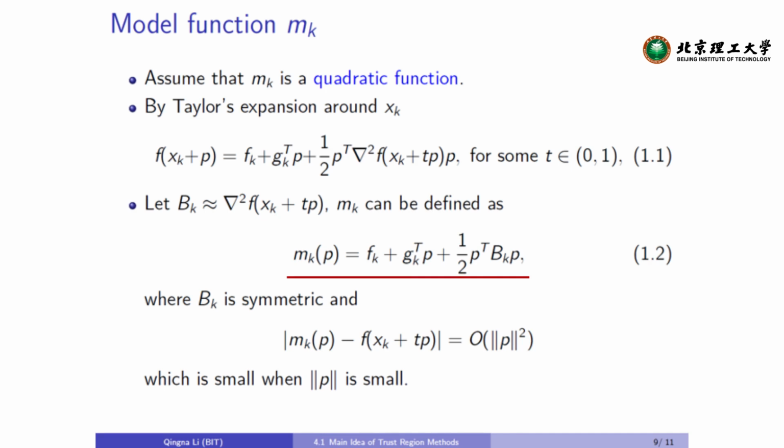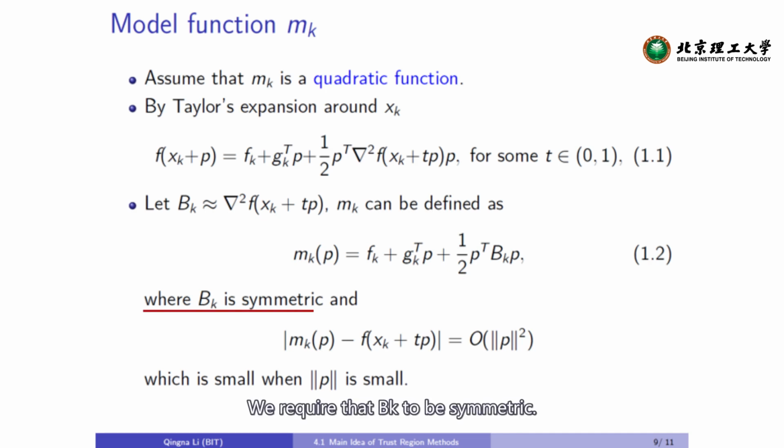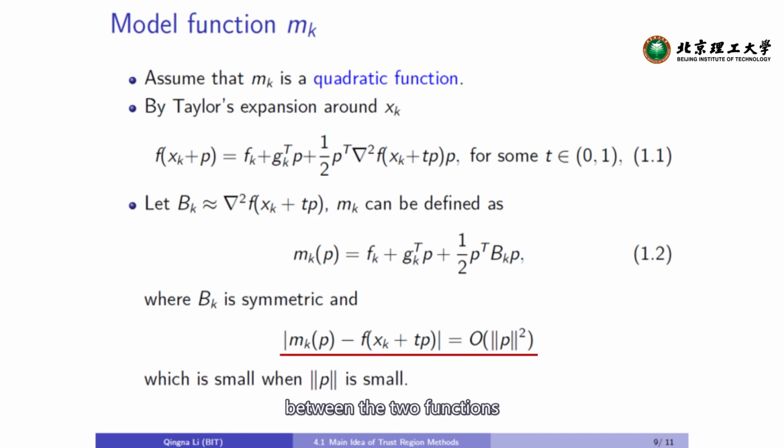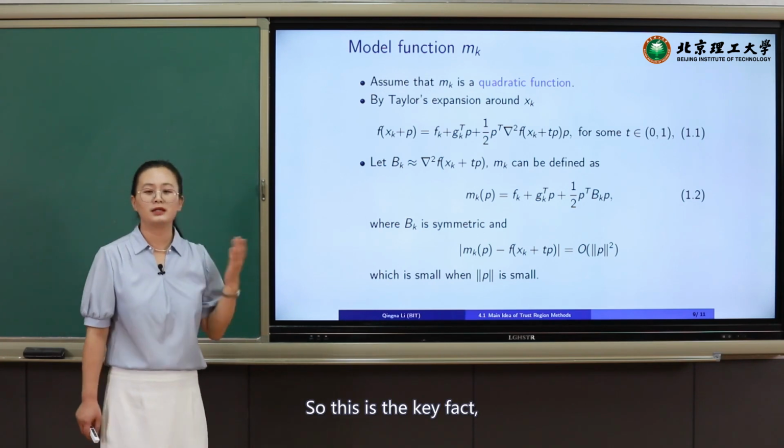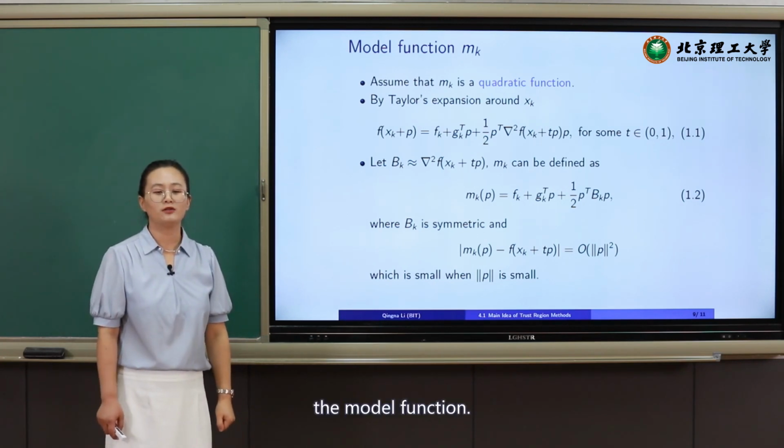All right. We require that Bk be symmetric, and moreover, we must guarantee that the difference between the two functions is of higher order than the norm of p. Otherwise, we may get large errors, and that's why we cannot make the trust region size too large, because if this size is too large, then the error will be large as well. So this is the key fact. Second, the model function.